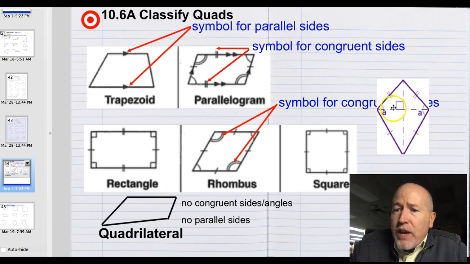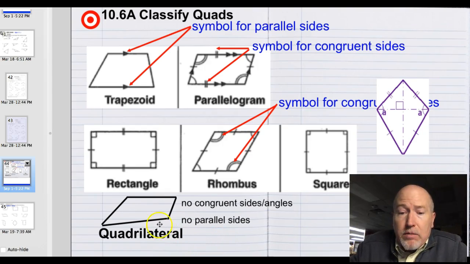A kite is going to have 2 sides that are congruent, the same length, but they're going to be next to each other. They are going to be adjacent. Look, these 2 sides are congruent, and these 2 sides are congruent. Hey, it makes sense. The other cool thing about kites is that when you bisect those angles like that, they meet at a 90-degree angle. All right, don't forget it.